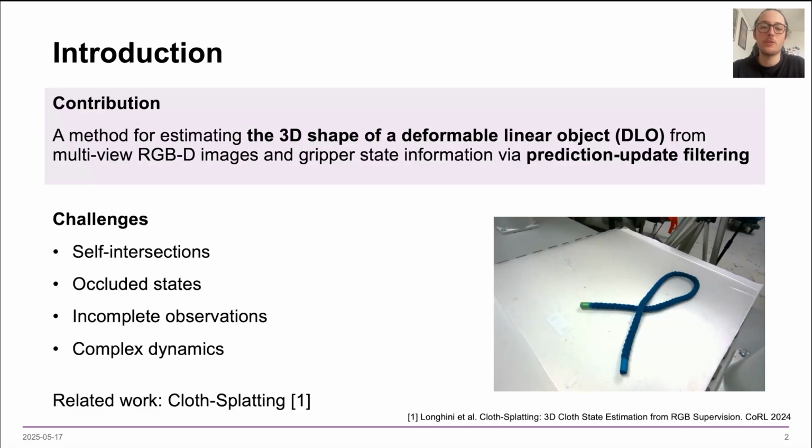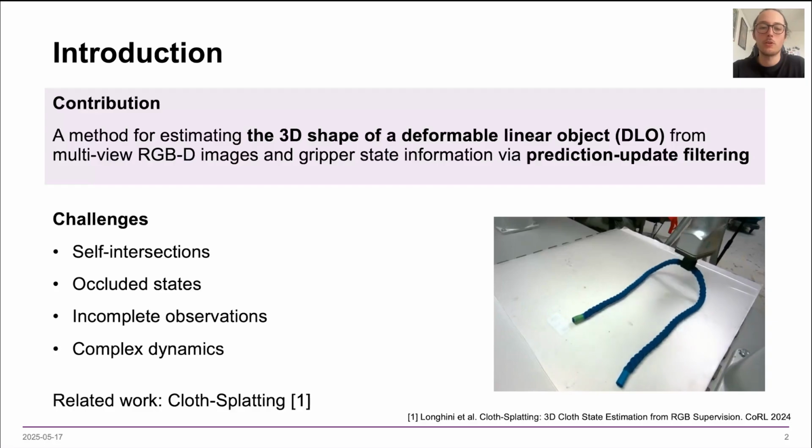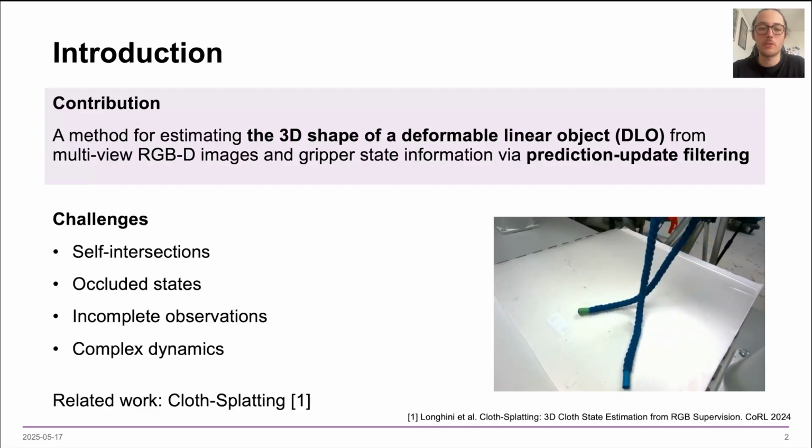Tracking the 3D shape of a DLO is challenging due to self-intersections, as in the crossing of the blue rope, occluded states, for example when a gripper is in front of the camera, incomplete observations when the rope goes out of bound, and generally complex DLO dynamics.